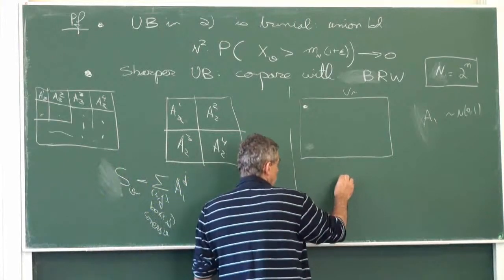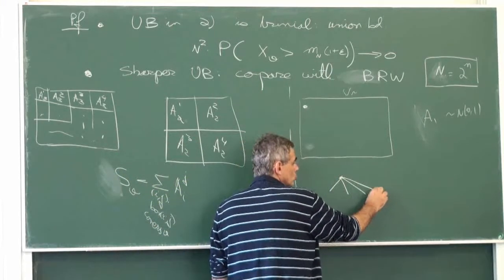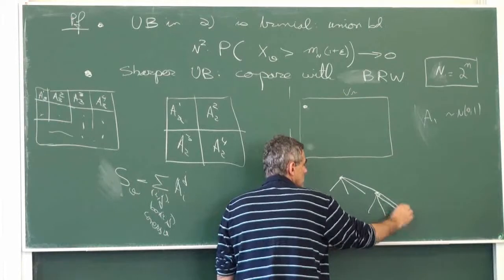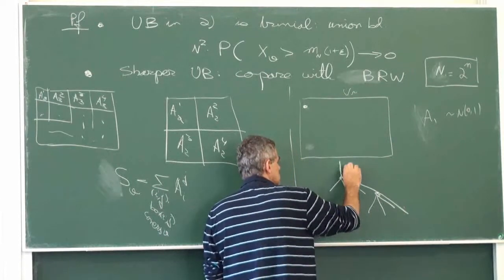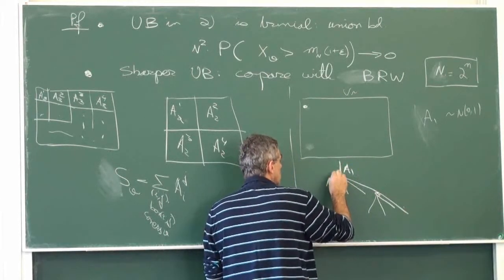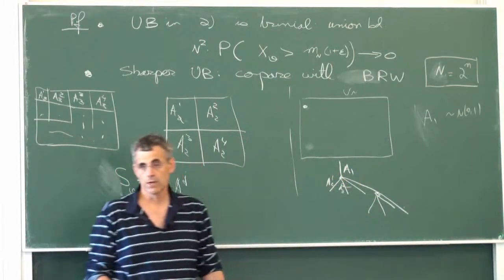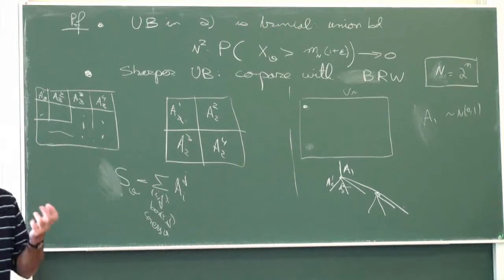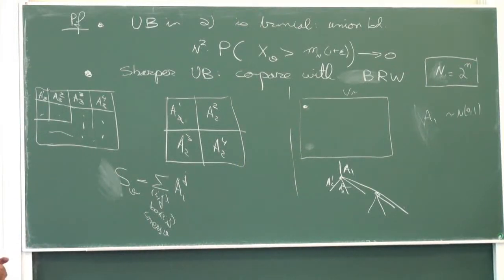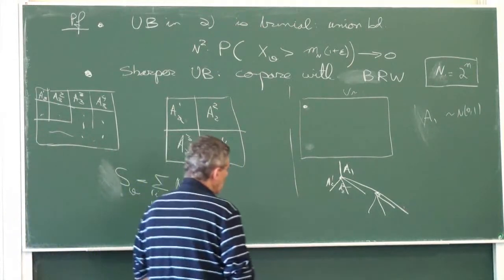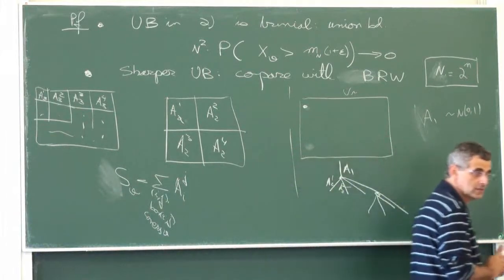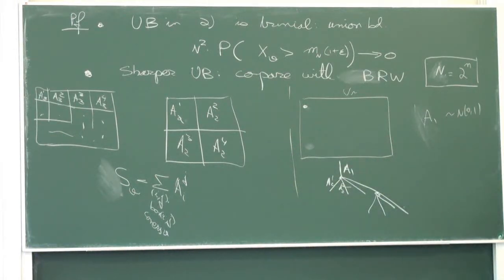Except there are now 4 children and not 2 children for every father. So in fact it looks like that. This is A1, this is A21, A22, etc. Okay? So that's just another way to represent branching random walk. Now, what is the covariance for this branching random walk?